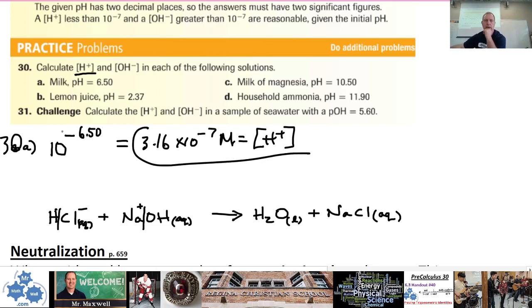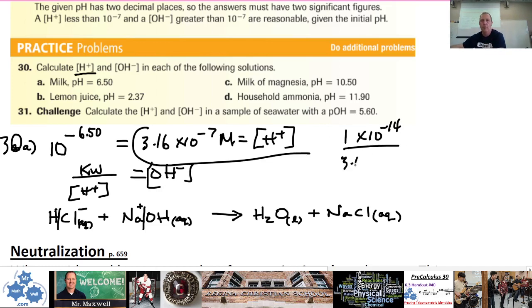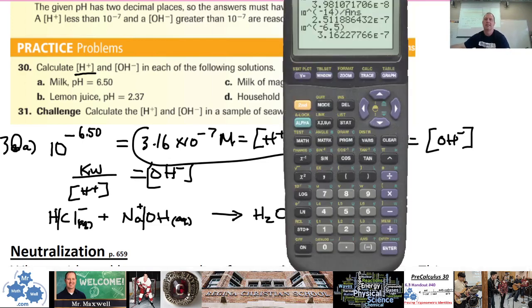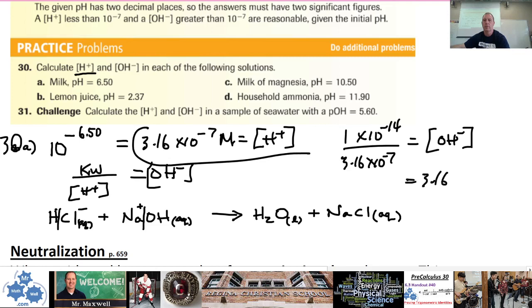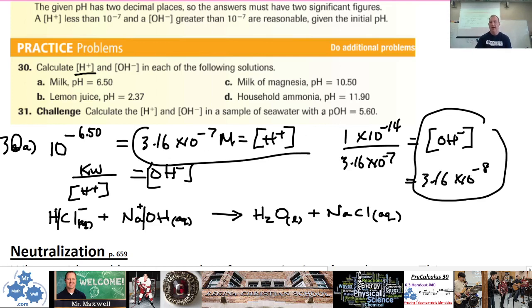Awesome. Okay. Now what about the OH? Oh, that's easy. We'll do Kw divided by H plus, right? That should equal OH minus concentration. So 1 times 10 to the negative 14 divided by my 3.16 times 10 to the negative 7 should equal my hydroxide ion concentration. So what is that? I'm going to do 10 to the power of negative 14 divided by the answer that I have just up there. I'm not going to rewrite it, I'm just going to tell my calculator to use it. Look at that. I get 3.16 times 10 to the negative 8. It's kind of strange. Same number, different exponent. So there we go. See that? Those should be your answers for 30A.